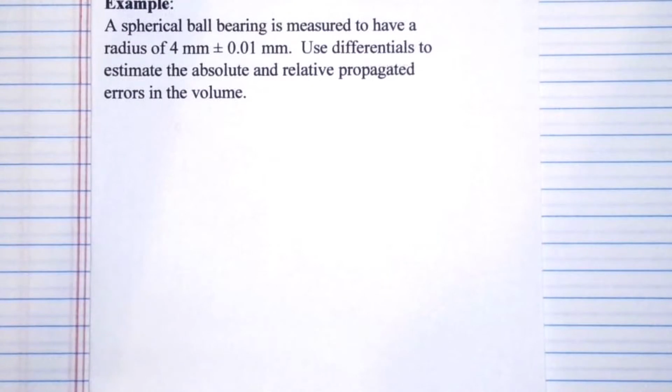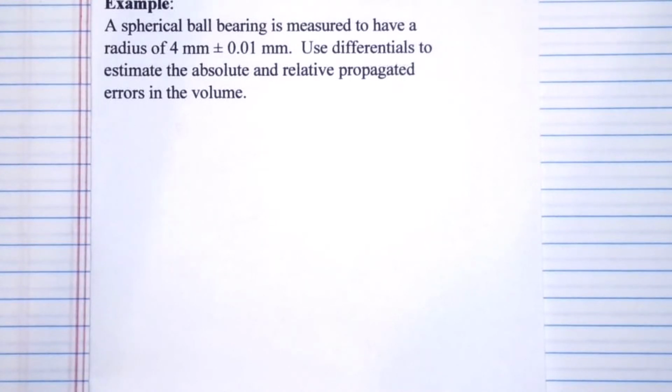Here's our next example. A spherical ball bearing is measured to have a radius of 44 millimeters plus or minus 0.01 millimeters. Use differentials to estimate the absolute and relative propagated errors in the volume. So we've got two new things here in this example. We're going to be using differentials to estimate an error in measurement rather than a change, and we're talking about relative error as opposed to absolute error. What's the difference? What are these things?